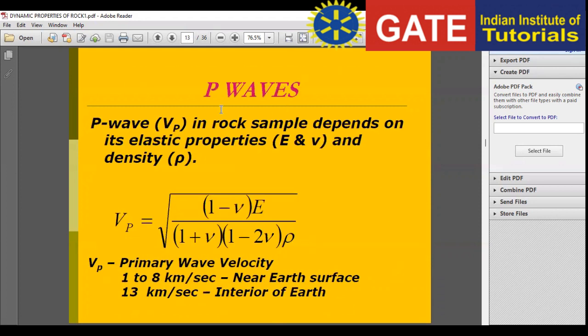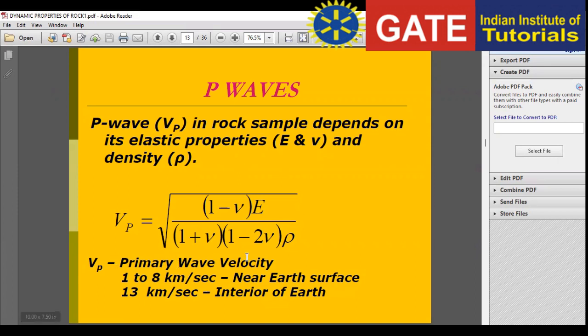And the P wave in a rock sample depends on elastic properties, Poisson's ratio, modulus of elasticity and density. By using this relationship, you can find the P wave velocity. The P wave velocity is the square root of (1 minus Poisson's ratio) multiplied by Young's modulus, divided by (1 plus Poisson's ratio) multiplied by (1 minus 2 times Poisson's ratio), all multiplied by the density of the rock. Just remember this equation, to find the P wave velocity in a rock sample.